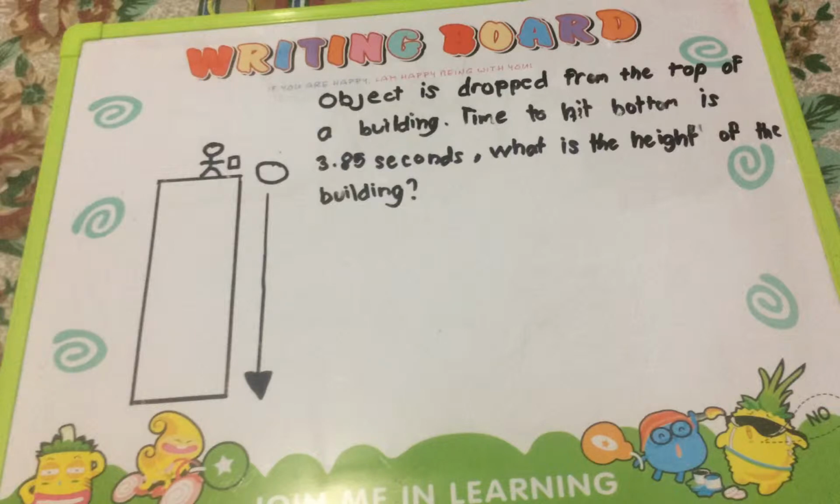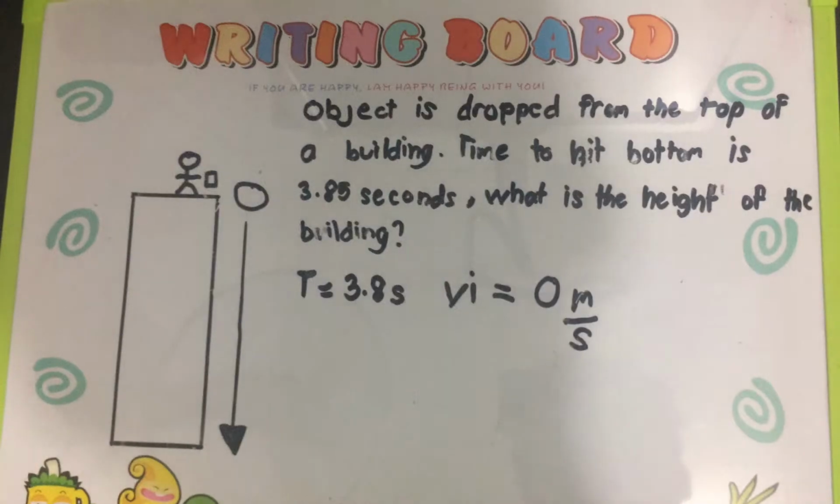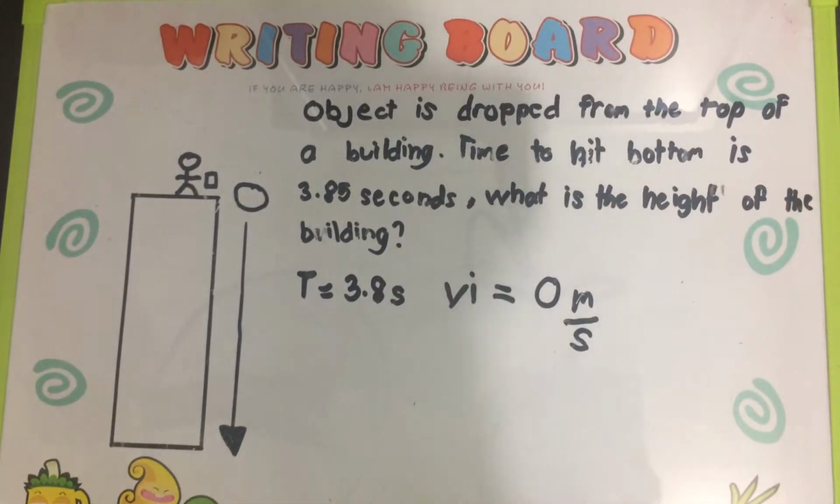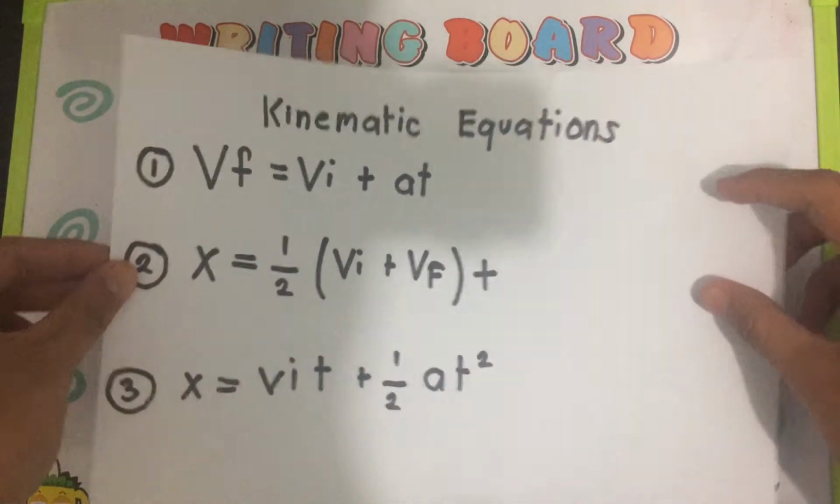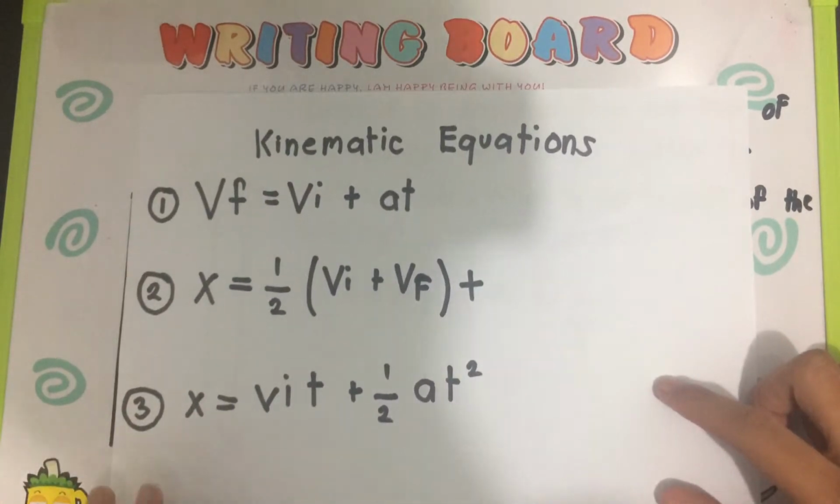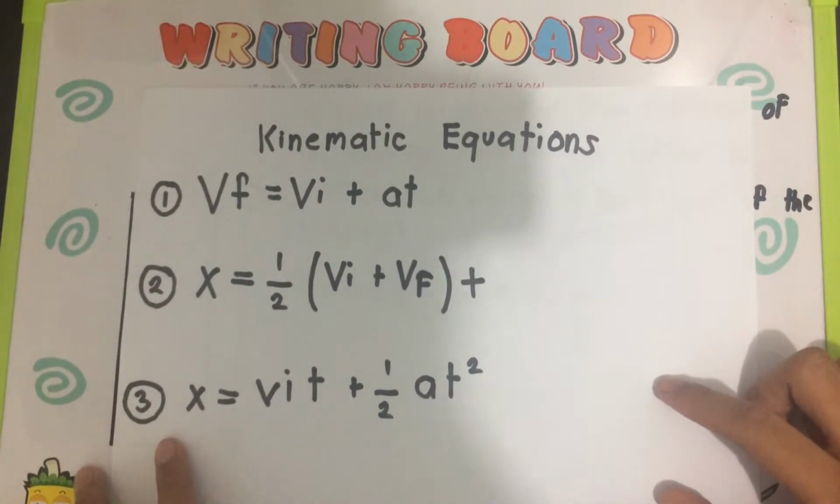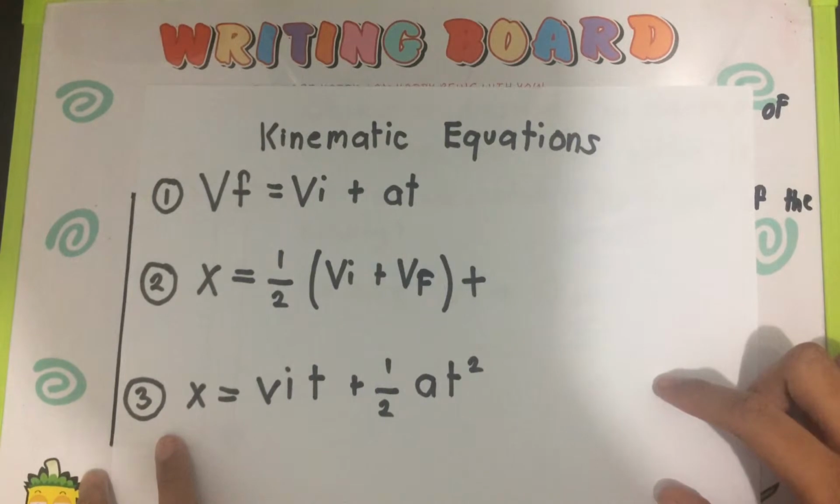So now, what equation are we going to use? We know the time, we know the initial velocity, we know the acceleration. We want to know the distance. So in getting the distance, we're going to choose among these three formulas. We're choosing formula number 3 because we know the initial velocity, the time, and the acceleration, so we can use number 3.